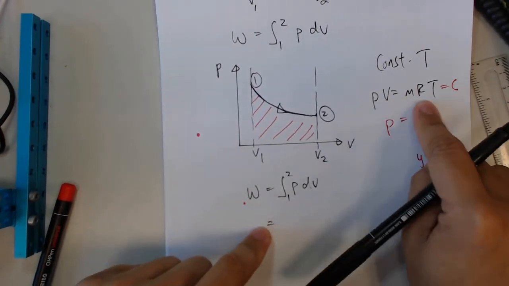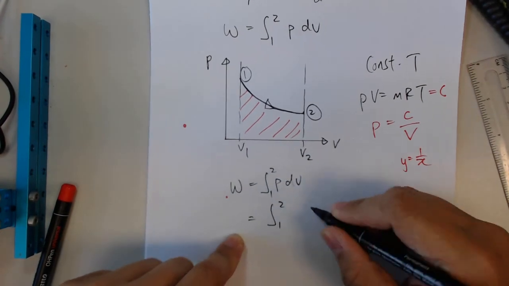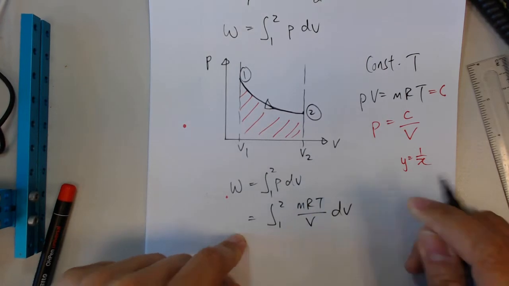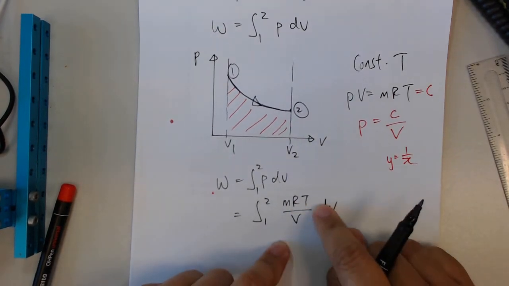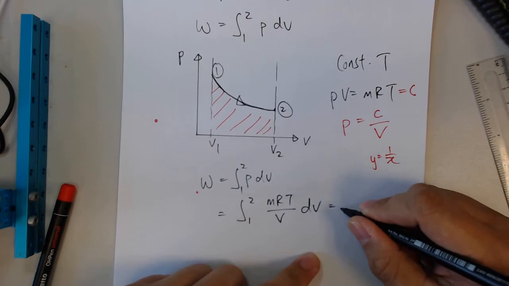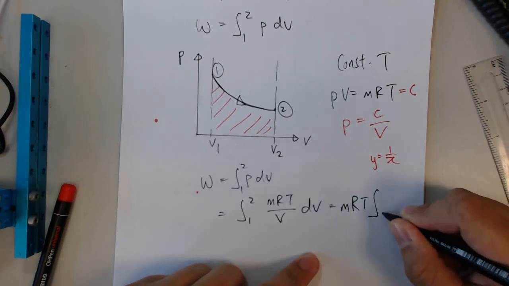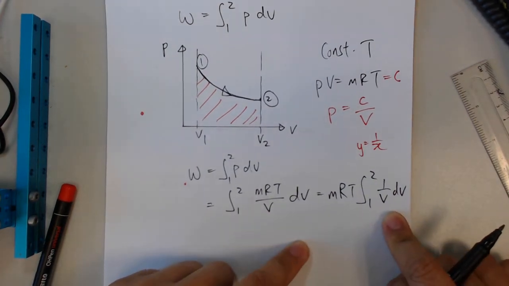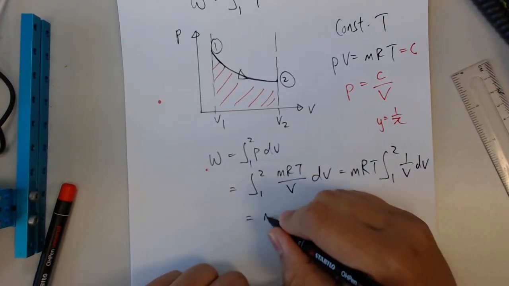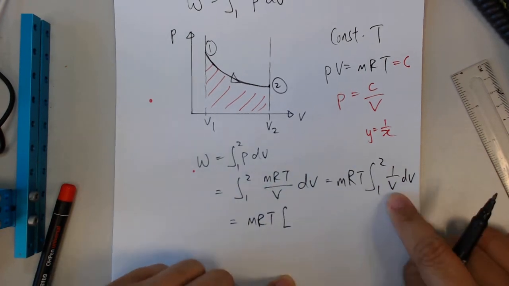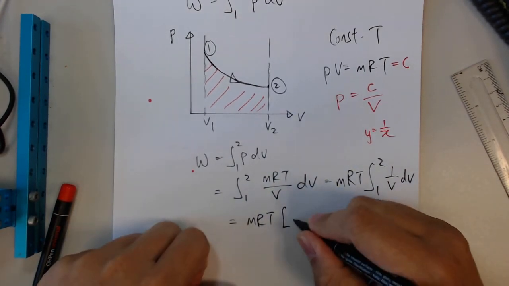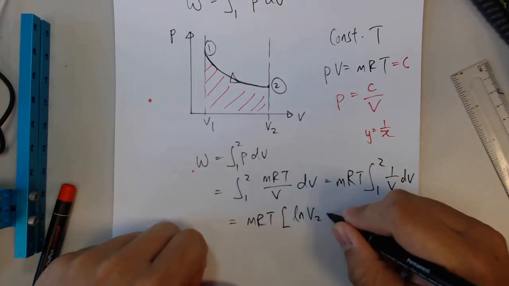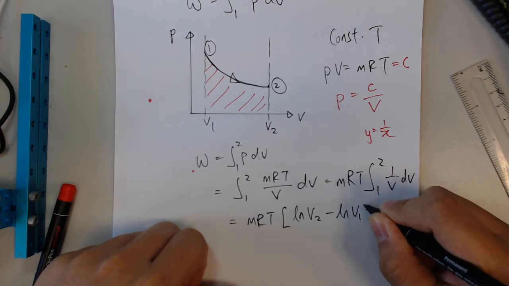And PV equals mRT. We're going to use this again, and this will give you P equals mRT over V dV. And you also know that mRT is constant, right? So it can be taken out of the integration. From 1 to 2, you are integrating the inverse of V with respect to dV, and this will actually give you a natural log. So you are actually getting natural log of final minus natural log of initial.